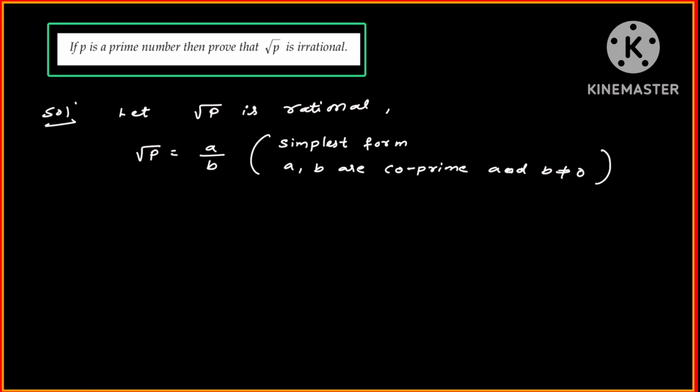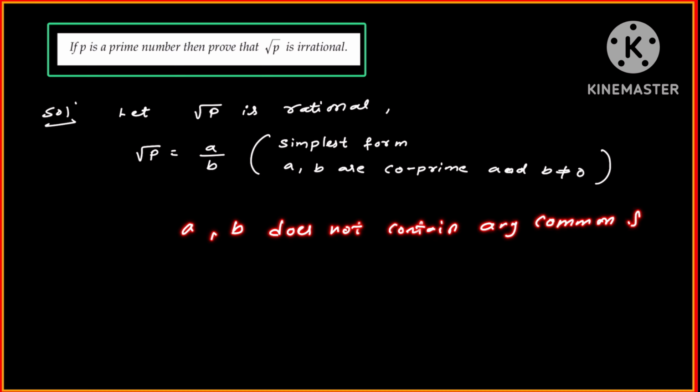We are assuming that a and b are co-prime. Co-prime is nothing but a and b do not contain any common factors other than 1. This is what we are assuming. Next step is squaring on both sides.